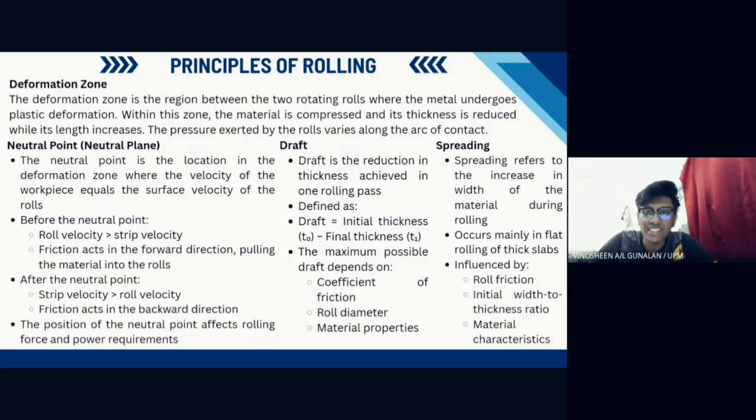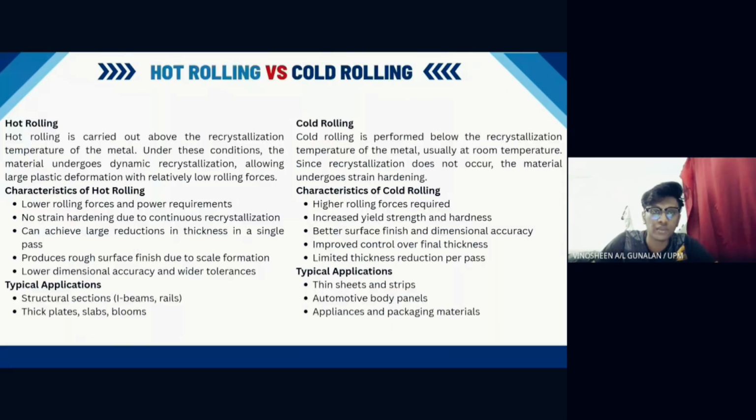The draft is the reduction in thickness achieved in one rolling pass, which is defined as the initial thickness minus the final thickness. So the maximum possible draft depends on the coefficient of friction, roll diameter, and material properties. Spreading refers to the increase in width of the material during rolling, which occurs mainly in flat rolling of thick slabs, and is influenced by roll friction, initial width to thickness ratio, and material characteristics.